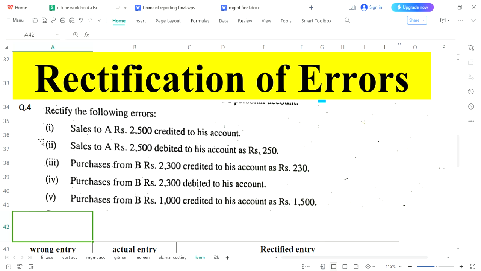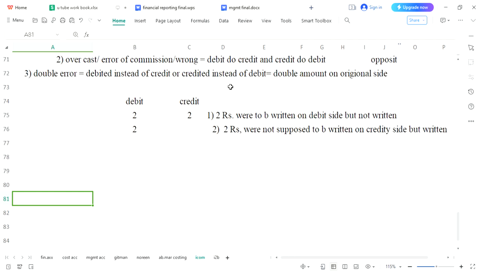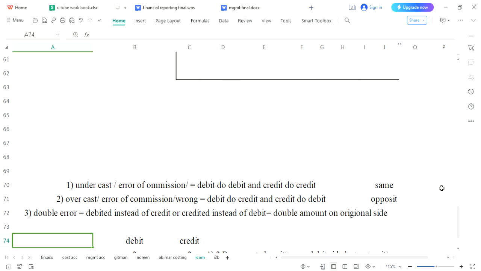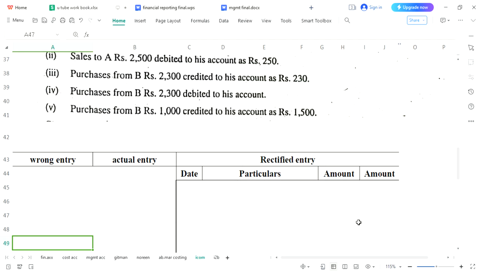Today's target is to solve question number 4. The chapter which we are related with is rectification of errors. Before starting our question, I am just going to show you that there were 3 errors which we have discussed: undercast, same side; overcast, opposite side; and double error. It would be rectified how? Double amount on original side. I'm requesting you to please listen to the previous lecture so that you can understand it in a better way.